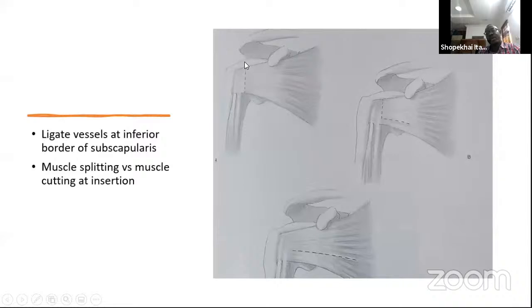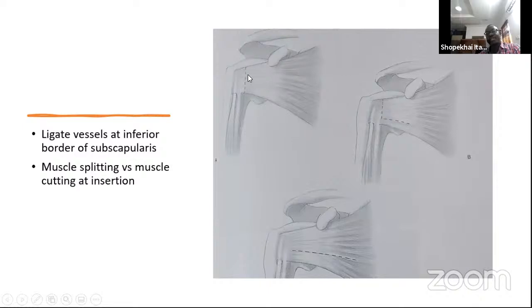So you could do a longitudinal incision right there at the lesser tuberosity of the subscap and flip medially. And then all you have underneath is the capsule of the glenohumeral joint. And then you can go ahead and address that and get into the glenohumeral joint itself.